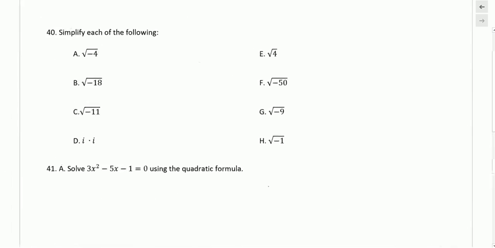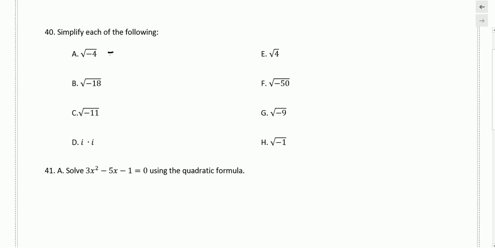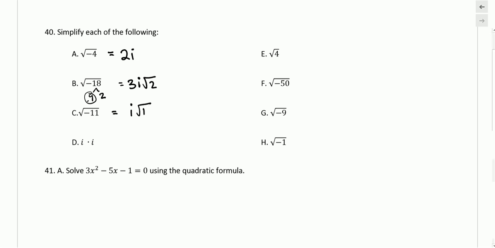Number 40, we're simplifying. A is 2i. B is, 18 is 9 times 2. 9 is 3 times 3. So that's a perfect square. The square root of 9 is 3. It's negative, so i, and we're left with root 2. This is just i root 11. i times i is i squared, which is -1.